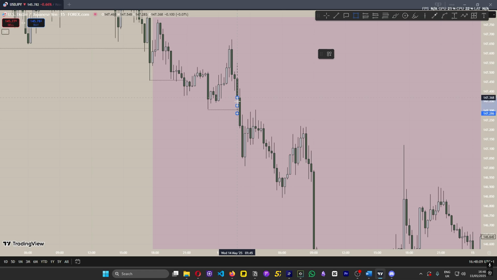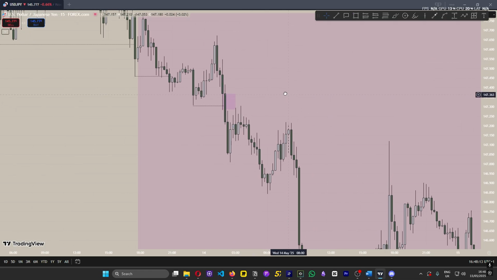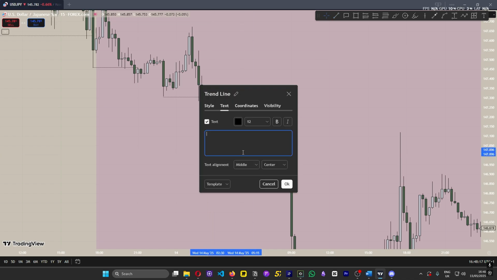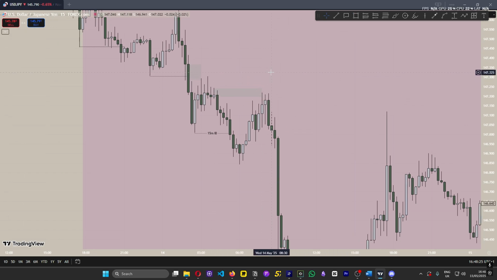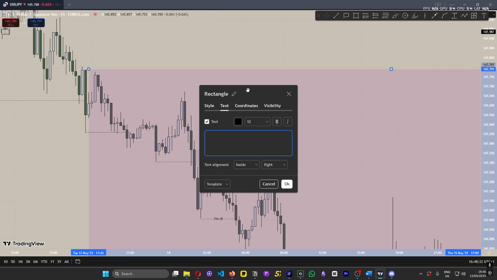So you could have taken a fractal here, and then you had an additional. Now this is another setup that I actually took. This one right here specifically, I'll show you in a second. And then you also have another breaker structure right here.